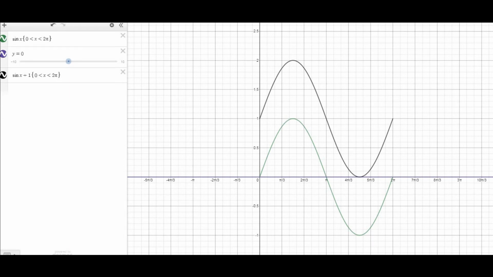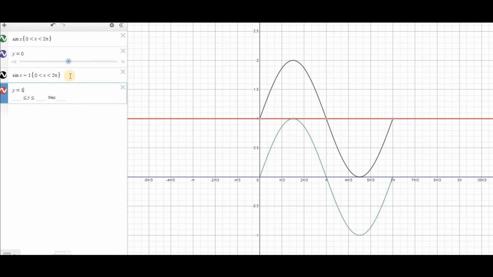The minimum is 0 and the maximum is 2 on the black curve. The equation of the axis on the second one is going to be y equals 1. So the red line is the equation of the axis or centerline for sine x plus 1. This is called vertical shift or vertical translation. If the number is positive, it is going to shift up. If the number is negative, it is going to shift down.